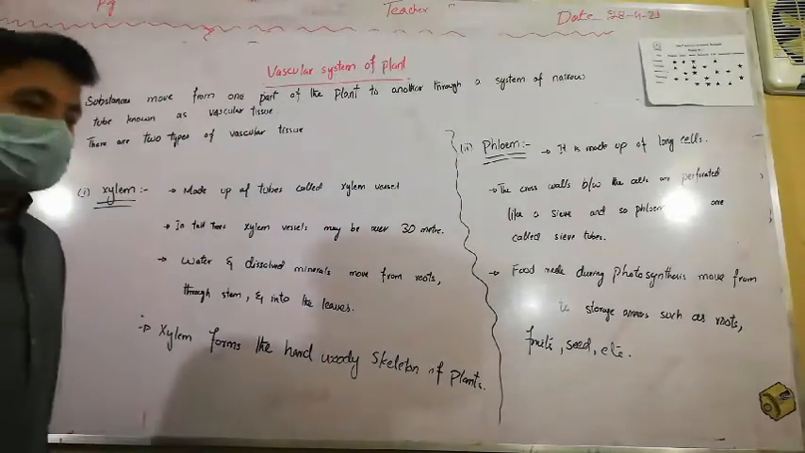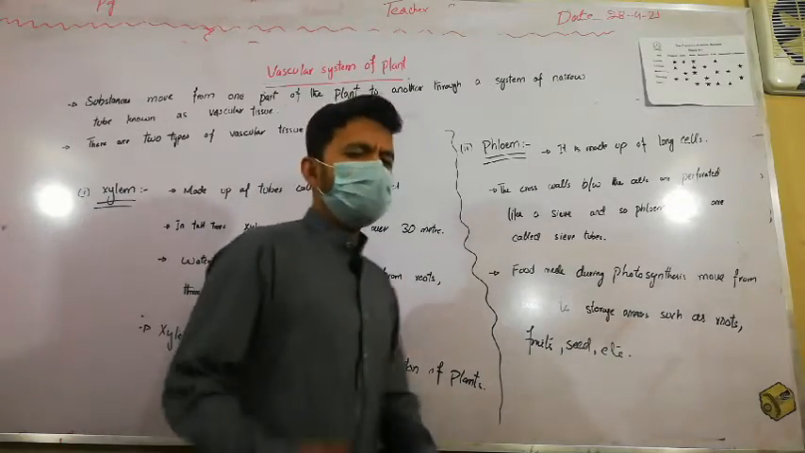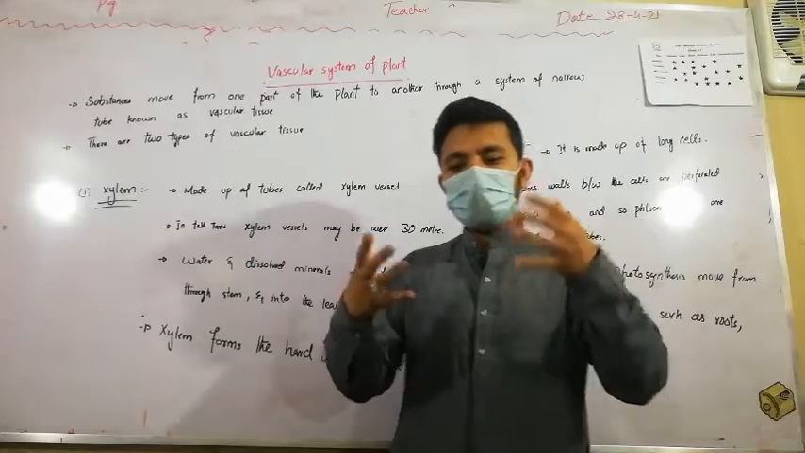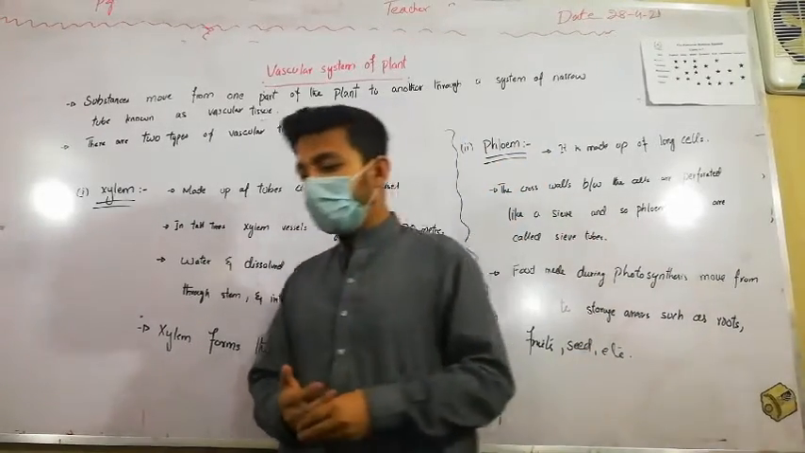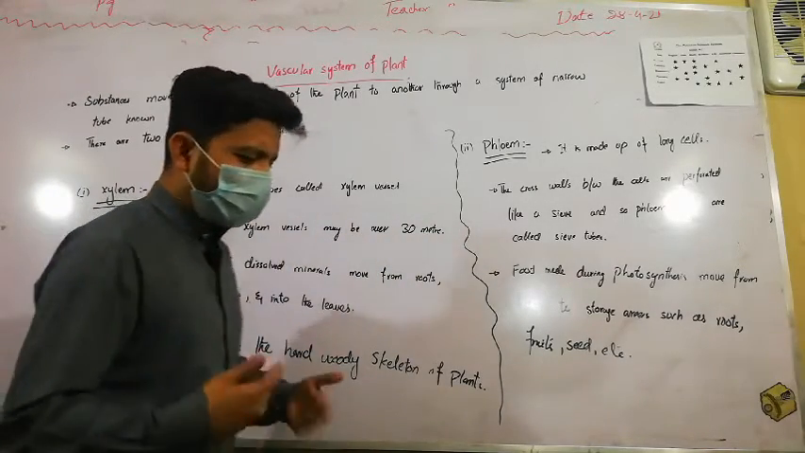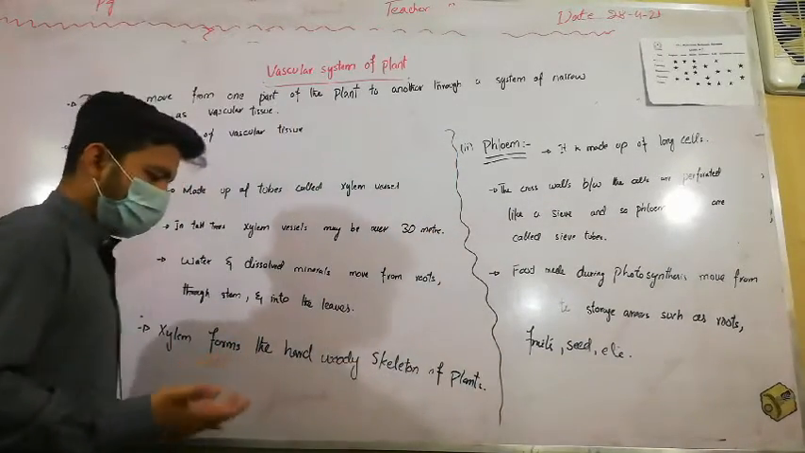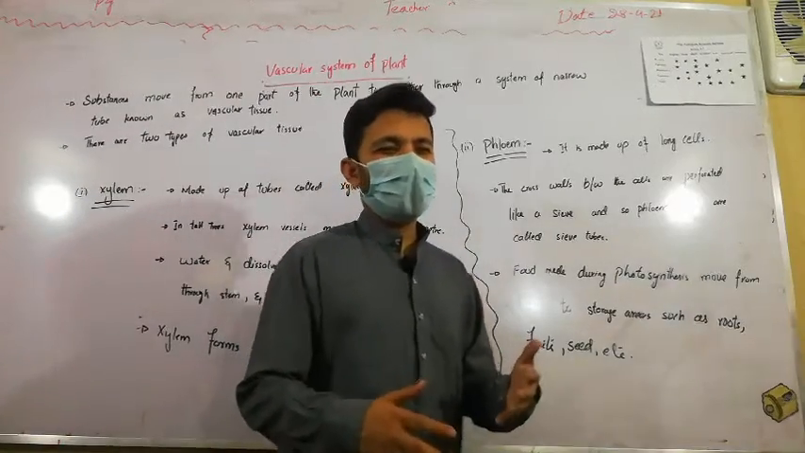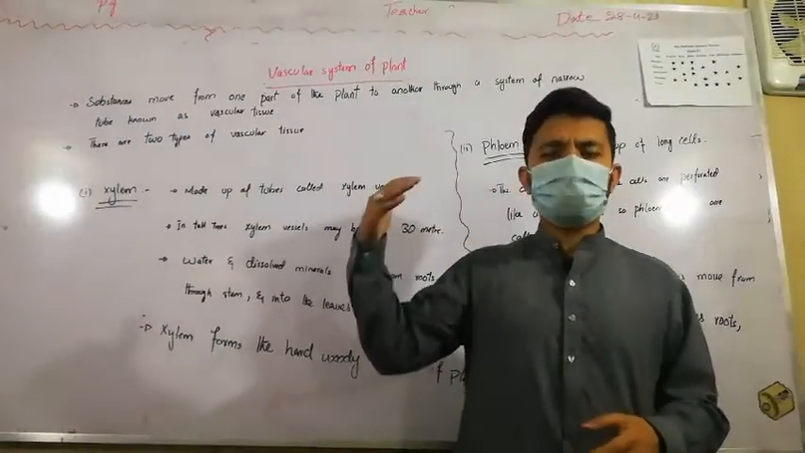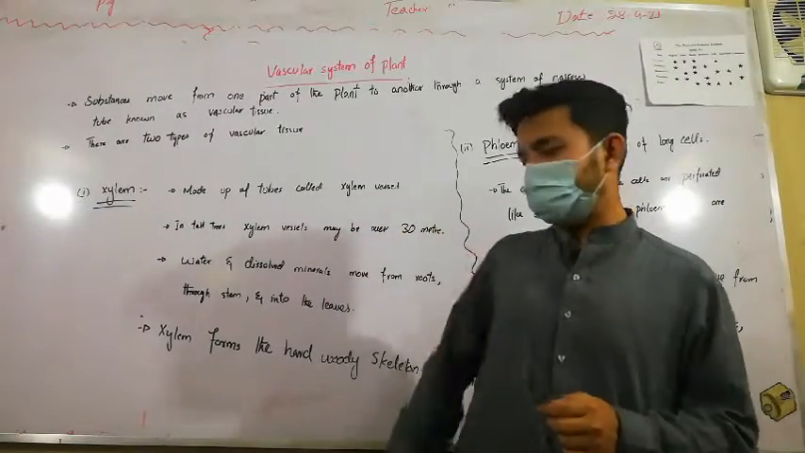What is xylem tissue? Xylem tissue is made up of tubes. It has a tube structure. Xylem is like a pipe. The length of xylem in a tall tree may be about 30 meters. It is an approximate estimation that in a tall tree the length of xylem tissue is about 30 meters.